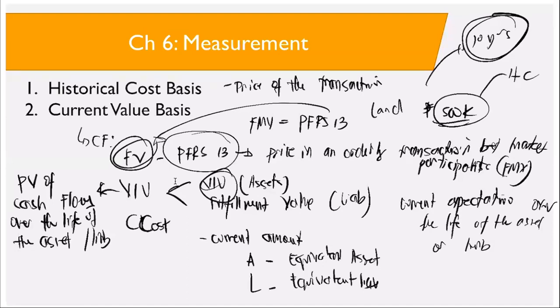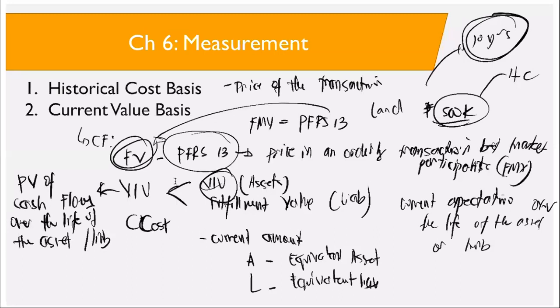And then we have your value in use. This is the present value of cash flows over the life of the asset, or the current expectation over the life of the asset. This value in use can either be value in use for assets or fulfillment value for liability. Also have your current cost. This is the current amount based on your equivalent asset or equivalent liability. So take note, fair value is on the particular asset or liability itself. Current cost is on the equivalent asset or equivalent liability.